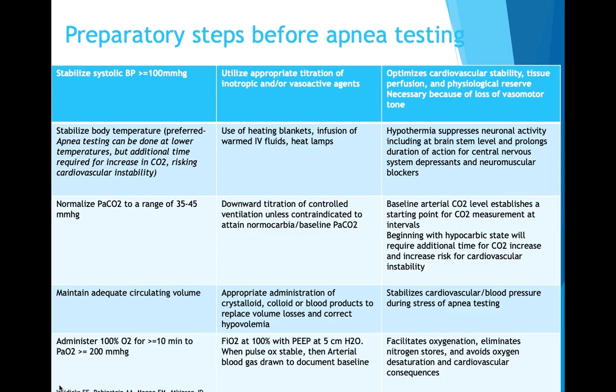I already talked about that a little bit. Try and get the blood pressure into a stable range. You would use fluids, blood products, whatever you need to get that blood pressure up. And then you're going to administer oxygen 100% for greater than 10 minutes. You want to get that PO2 up greater than 200, because you're going to be taking the ventilator off the patient, and you're just going to be giving them oxygen through a little cannula down through the tube. So you want to start them in a high oxygenation state so that their FiO2 is high for a while to get their PO2 up.